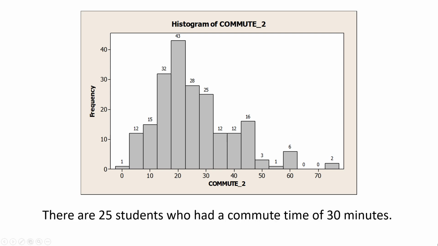There are 25 students who had a commute time of 30 minutes. We go to the bin labeled 30. There are 25 students, but it would be incorrect to say that all 25 students had a commute time of 30 minutes. When we have a histogram, we cannot report exact values. For example, there could be 10 students who had a commute time of 28 minutes, or there could be 5 students who had a commute time of 31 minutes. We do not know the exact value for these 25 students. We do know that it's in between this value and this value.